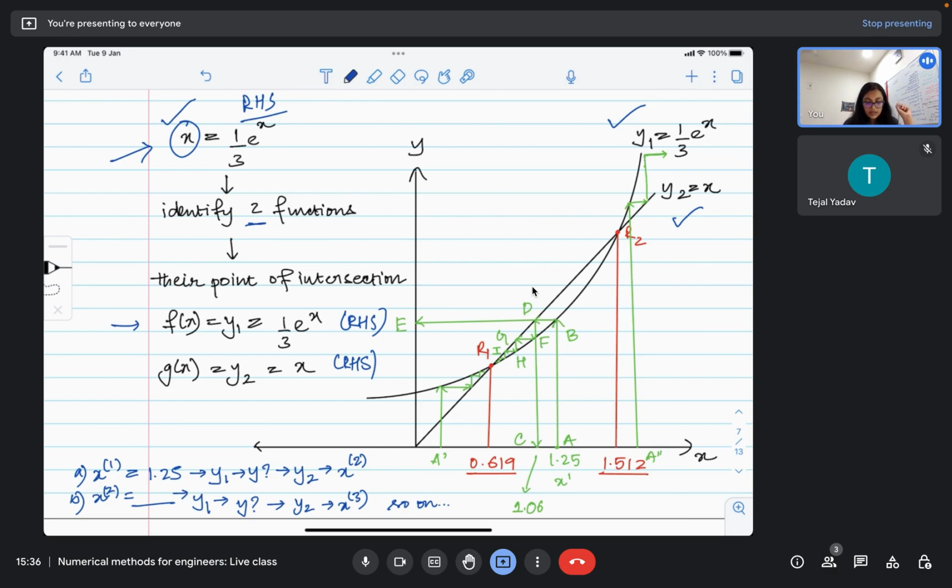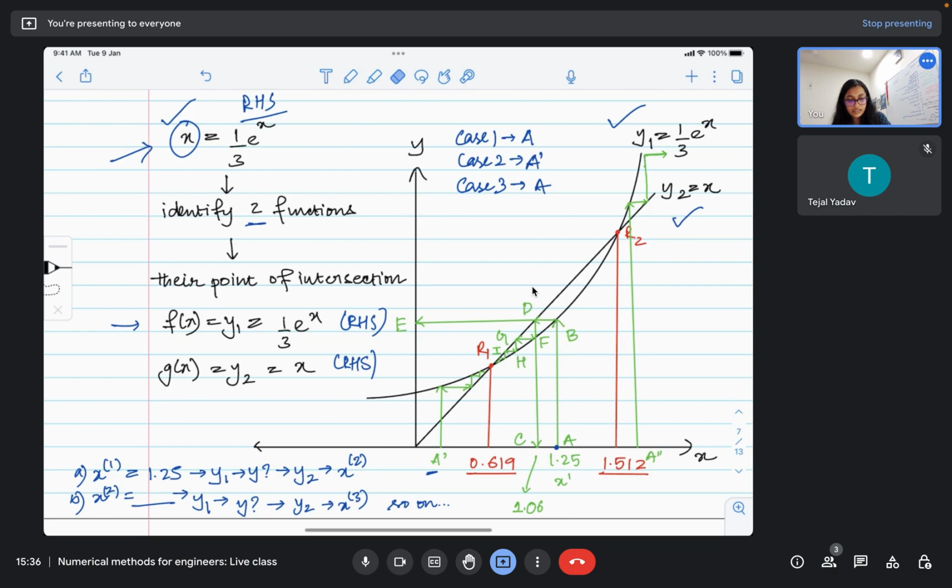Now what we will do is take an initial guess, as given in the question, and start from point A. We will see three cases here. Case 1 we will see when we are starting from point A. Case 2 we will see when we are starting from point A dash, this one. And case 3 we will see when we are starting from point A double dash.